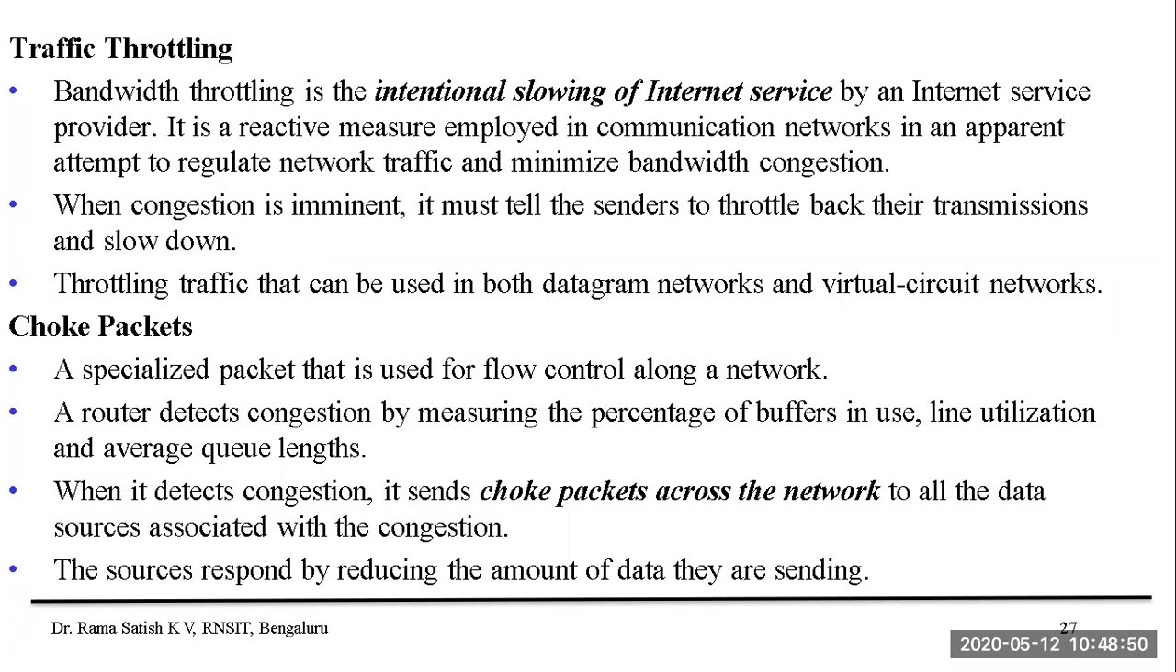The intermediate routers will find their own alternate paths, and somehow they manage. This is a very complex procedure. That is the second method.